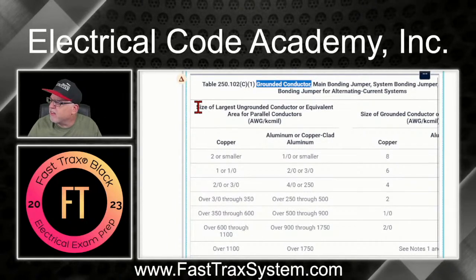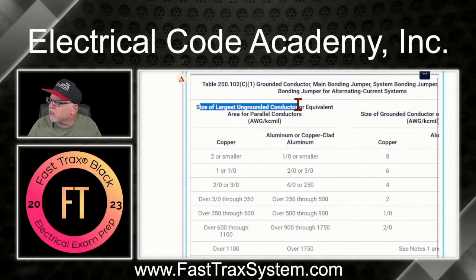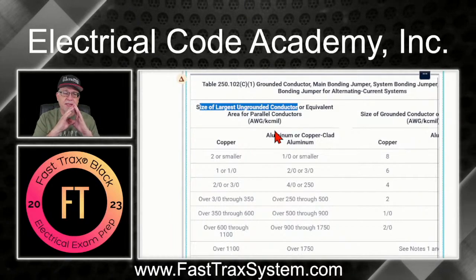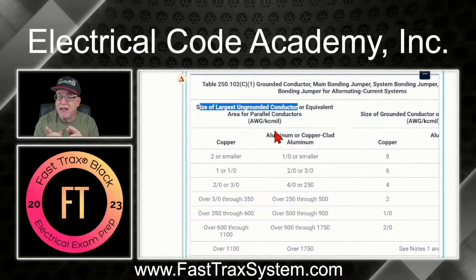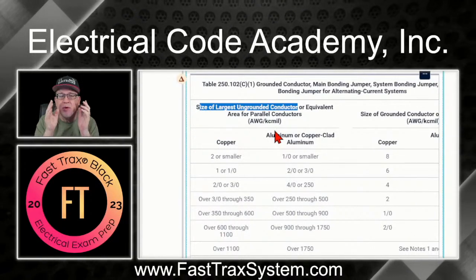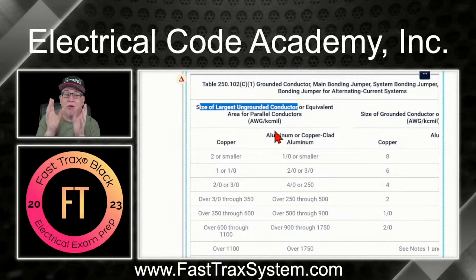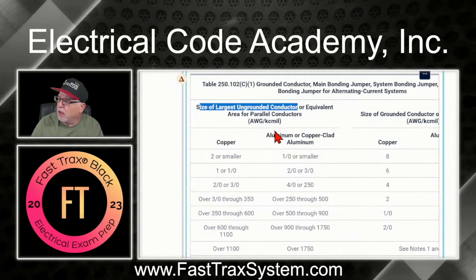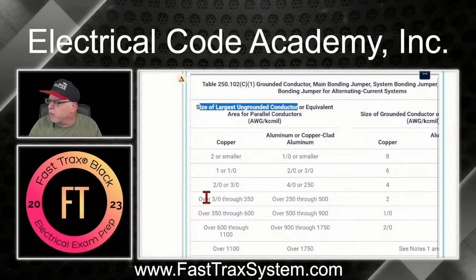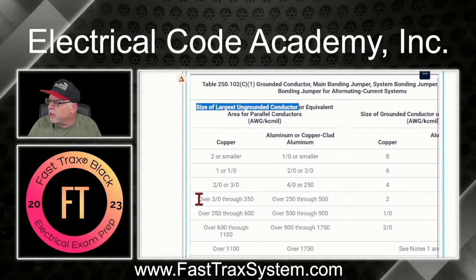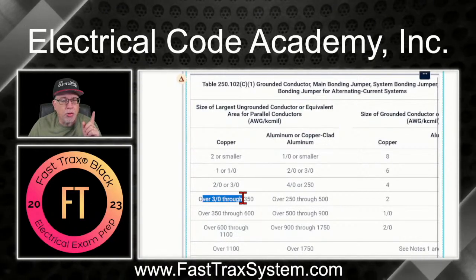So notice that it says the size of the largest ungrounded conductor. So if I had one raceway and I had 350s in it, those are my ungrounded hot conductors, and we did a load calc, and that's the size of the ungrounded conductors. What's the minimum size of the grounded conductor? Again, we have to do that load calc, but if we were just going to go to the table and say, well, it can't be smaller than this, what would it be? Well, if it was 350s ungrounded conductors in there, then we go down here, and it was 350, so it would be over 3/0 through 350.